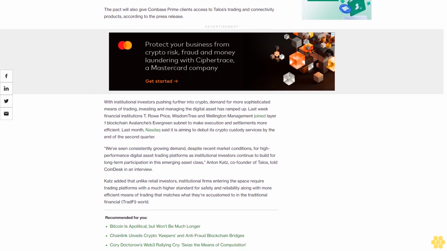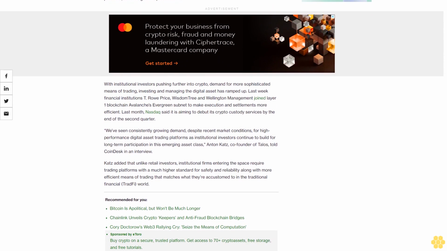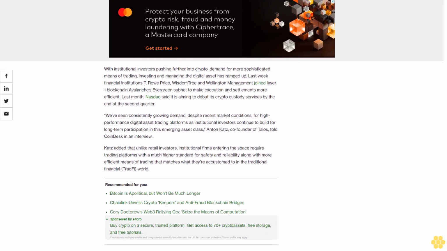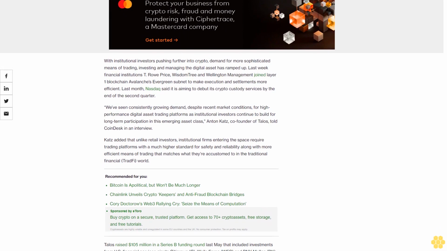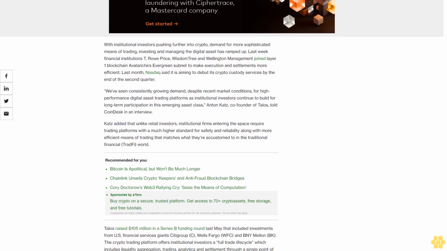asset has ramped up. Last week, financial institutions T. Rowe Price, WisdomTree and Wellington Management joined Layer 1 blockchain Avalanche's Evergreen subnet to make execution and settlements more efficient. Last month, Nasdaq said it is aiming to debut its crypto custody services by the end of the second quarter.